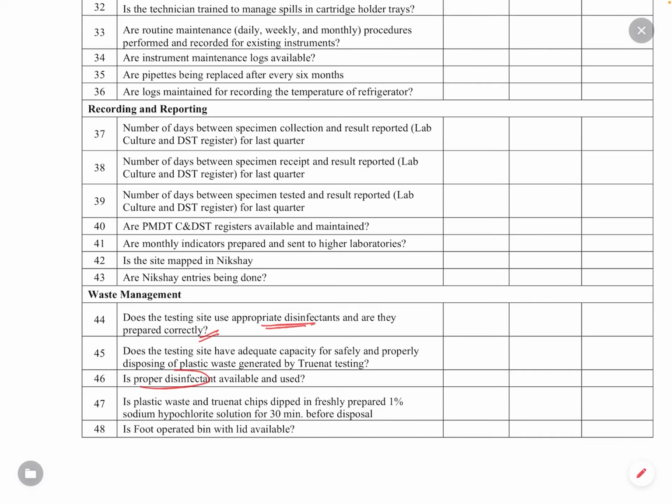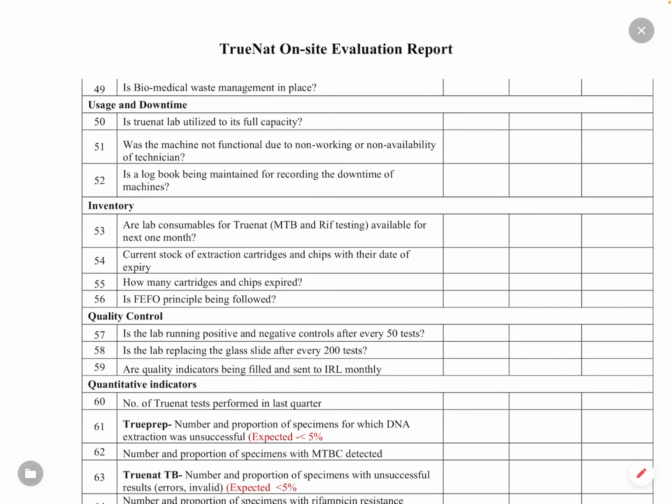So is the proper disinfectant available? And the plastic waste which is generated, is it disposed properly? We already discussed biomedical waste management. According to that, the different categories of waste have to be discarded properly. So whether the plastic waste is dipped in 1% hypochlorite, and not only that, for 30 minutes. The contact period is also important, 30 minutes before disposal. Is a foot operated bin with a lid available or not? So is biomedical waste management in place?